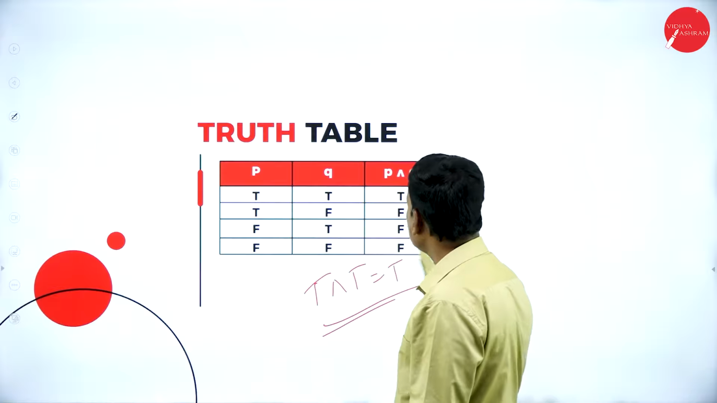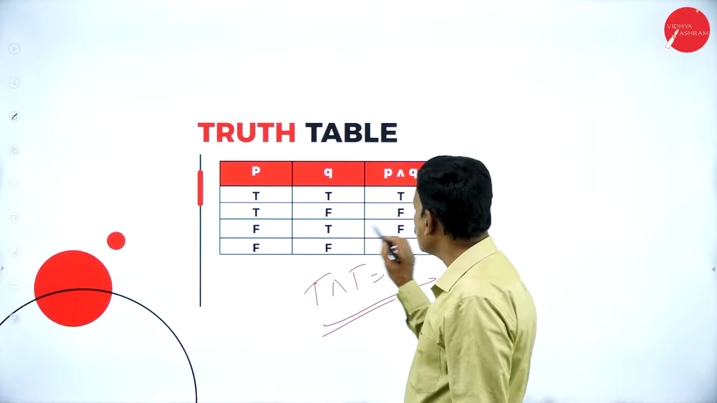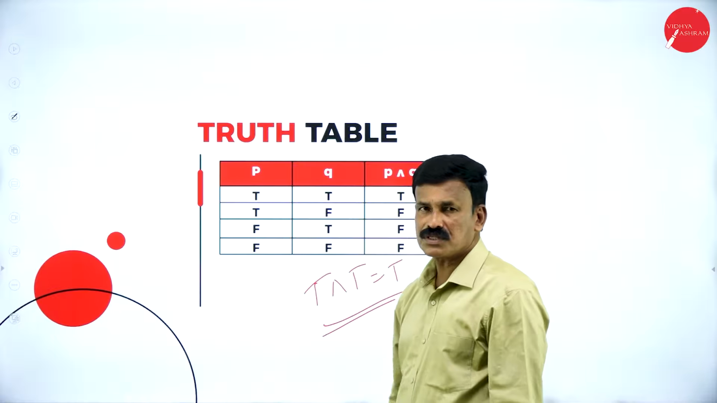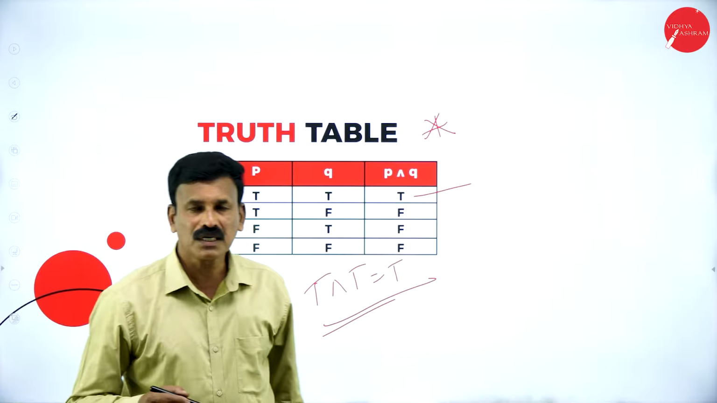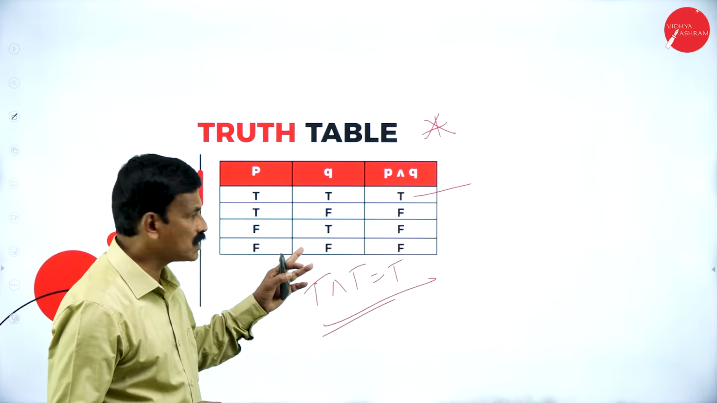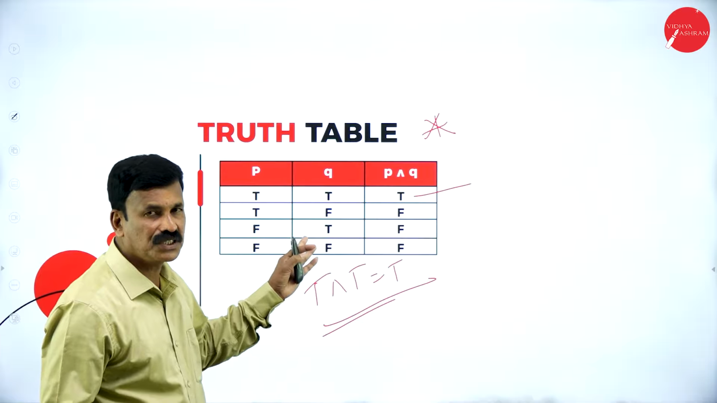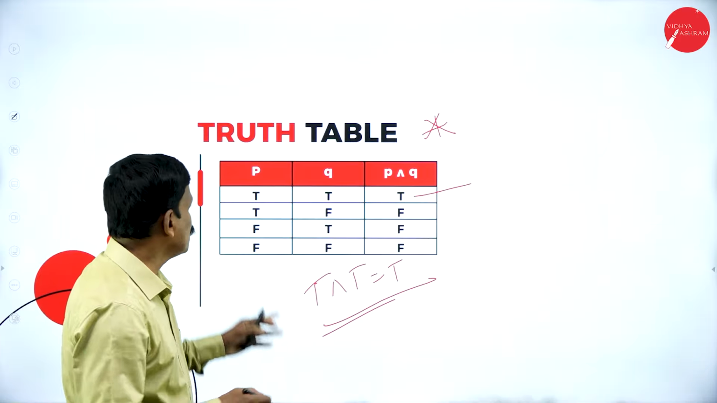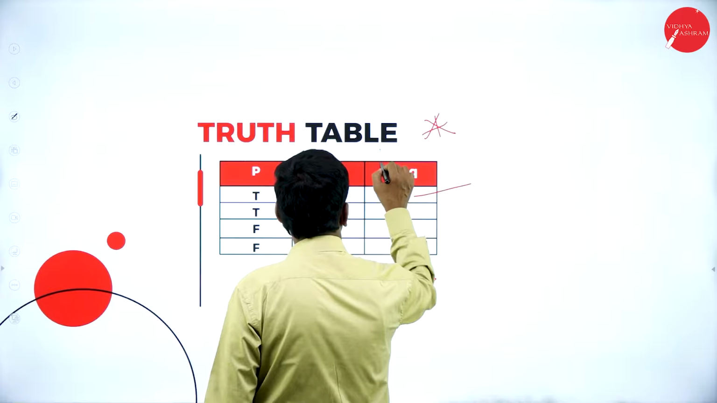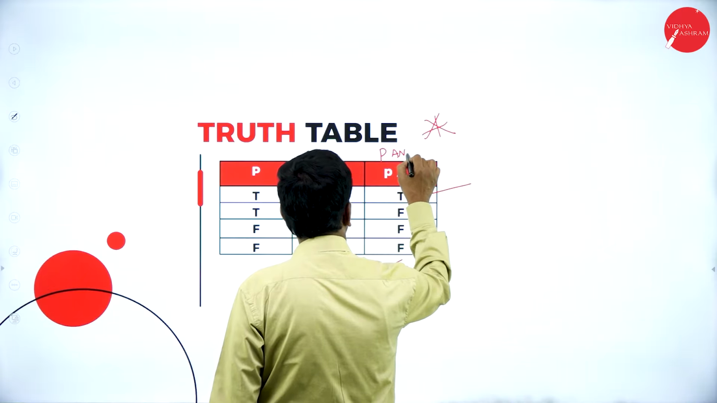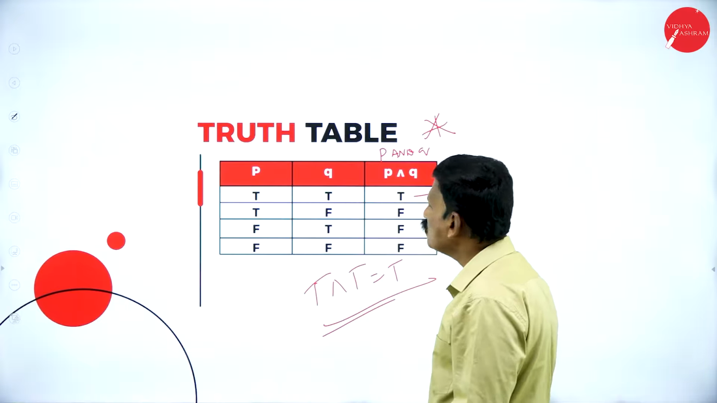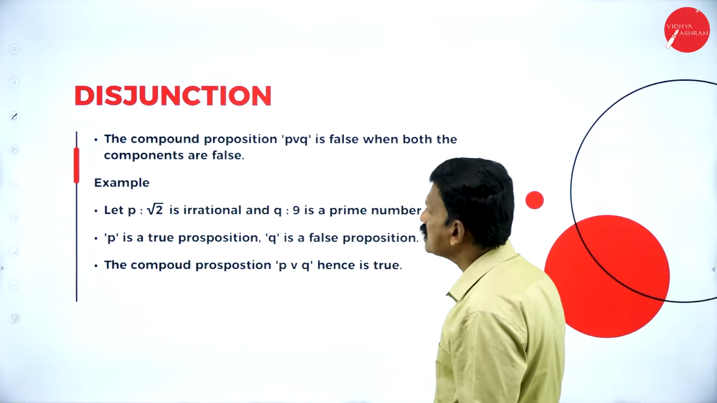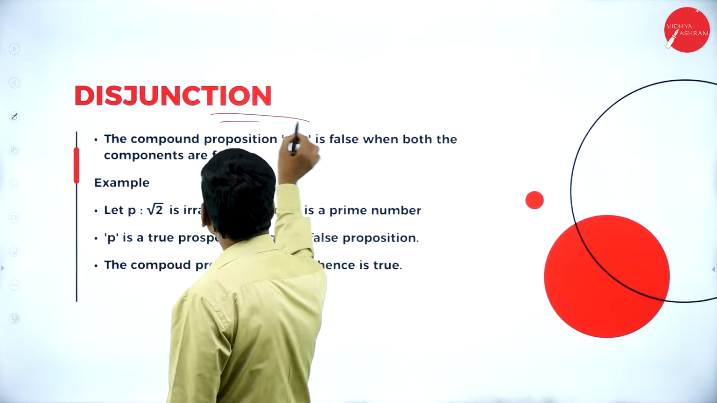This is an important table. So, how to write the truth table for conjunction? You will get 2 marks for this. They may ask you to write the truth table for conjunction, or P and Q. Now, move on to the second connective, that is disjunction.